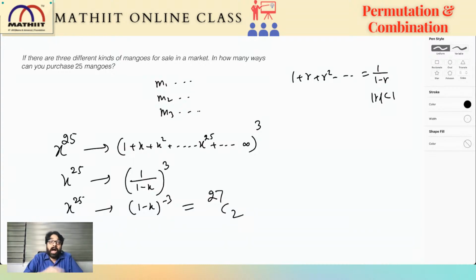I can take more. If they say that there are only 15 mangoes of the first kind, 16 of the second kind, 17 of the third, then of course I cannot go up to infinity. But here they did not mention the number of types of mango, or how many mangoes are available. So take it as much as possible to make the calculation faster. And that is why we use the coefficient method. Things will become simple.